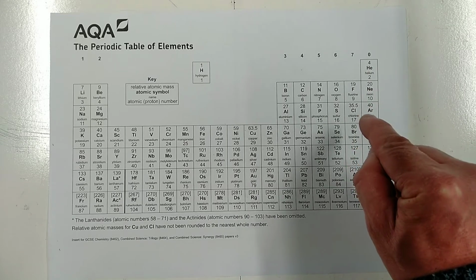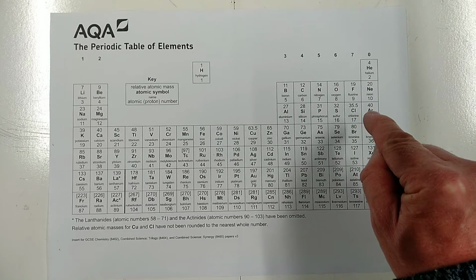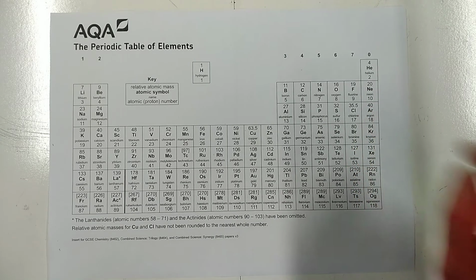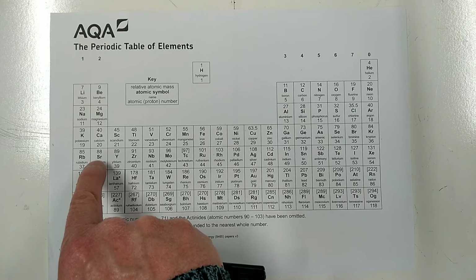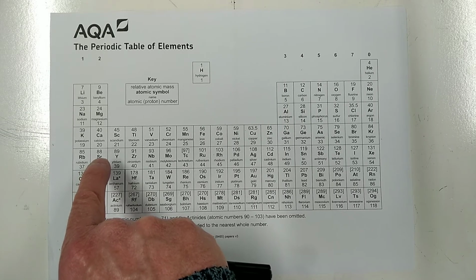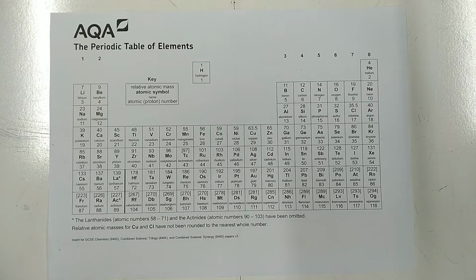You will find that the first letter is always capital, and if there is a second letter, it is always a small letter. If you wrote strontium as capital S, capital R, you would lose a mark in an examination, so make sure you're very careful with that. You are not expected to recall any of the elements, though you should be able to look at the periodic table and be able to identify elements from there.